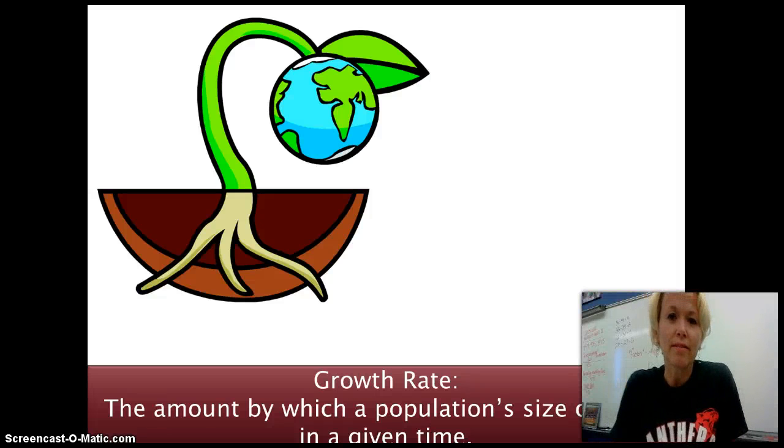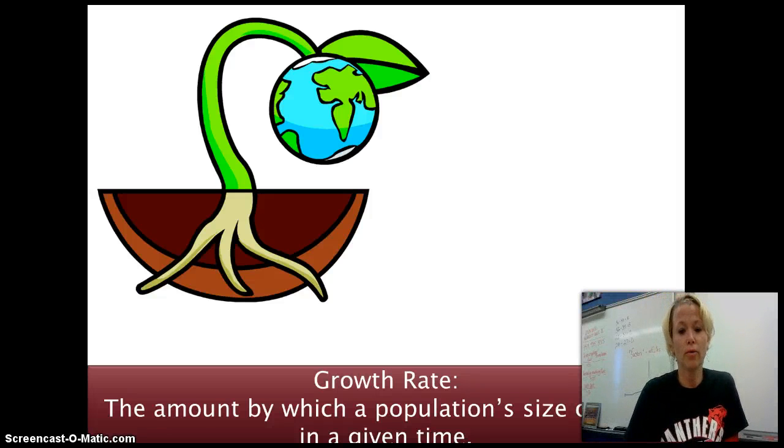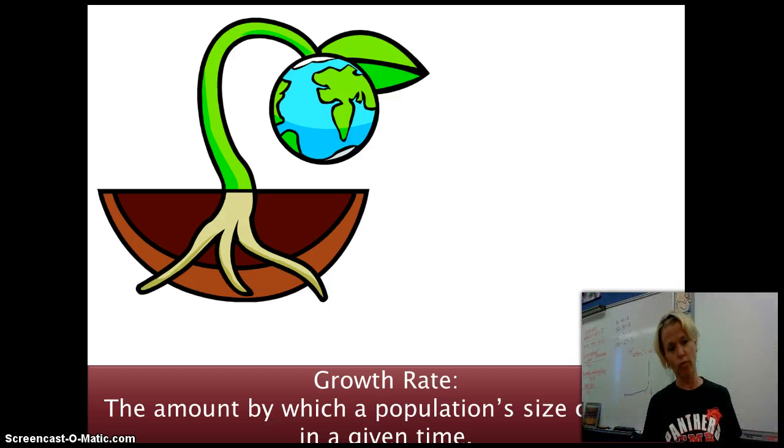Hi. So we left off yesterday, we were talking about growth rate, which I think we got all this, but just in case, the amount by which a population's size changes in a given amount of time. So the growth rate is kind of like how your growth rate is how tall you get over 18 years. In this case, it's how big a population gets over however many years.